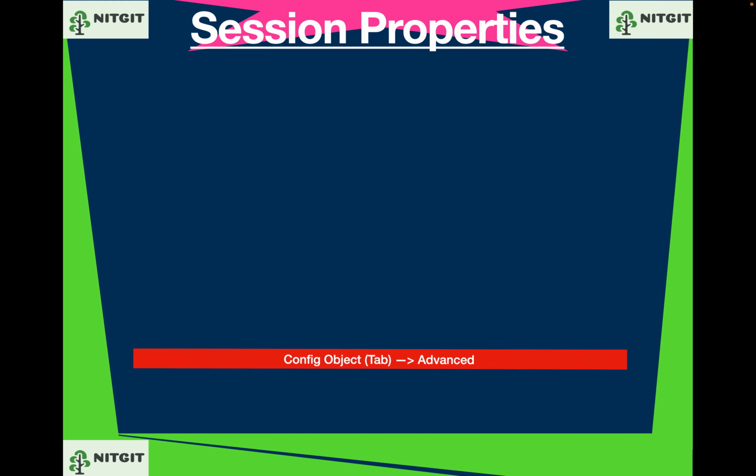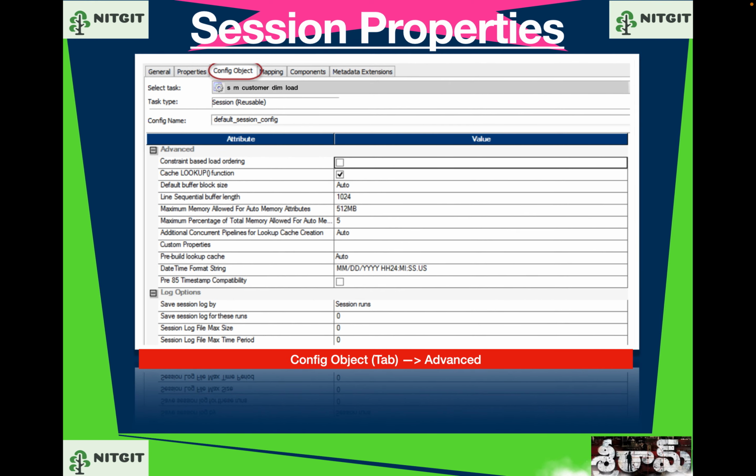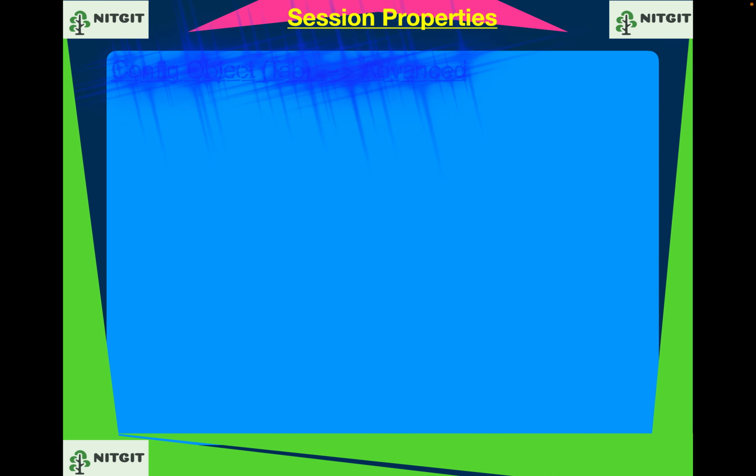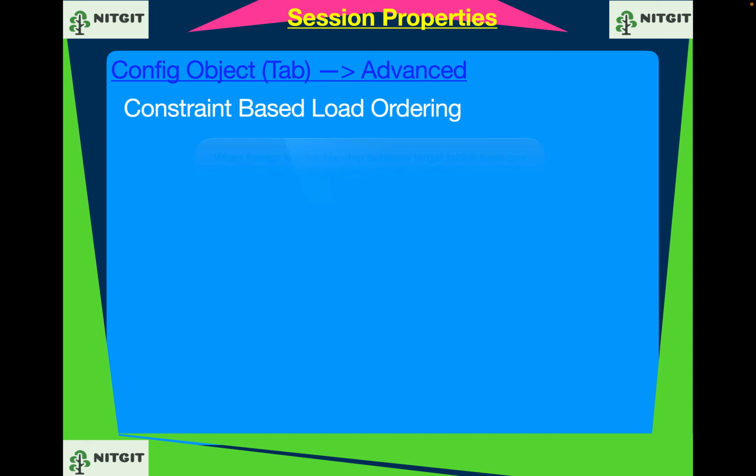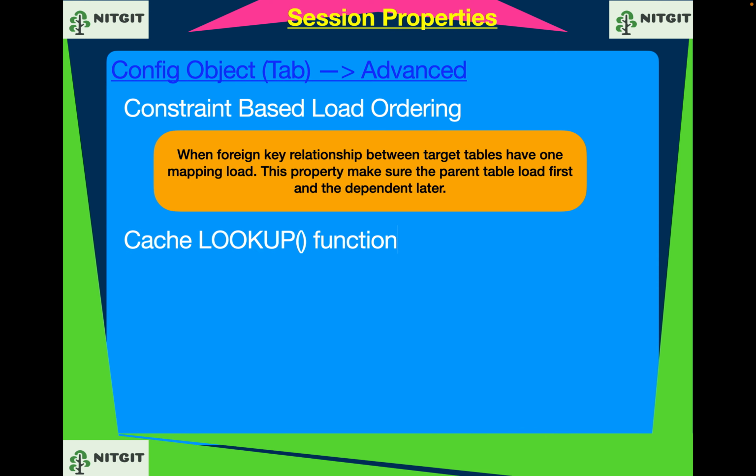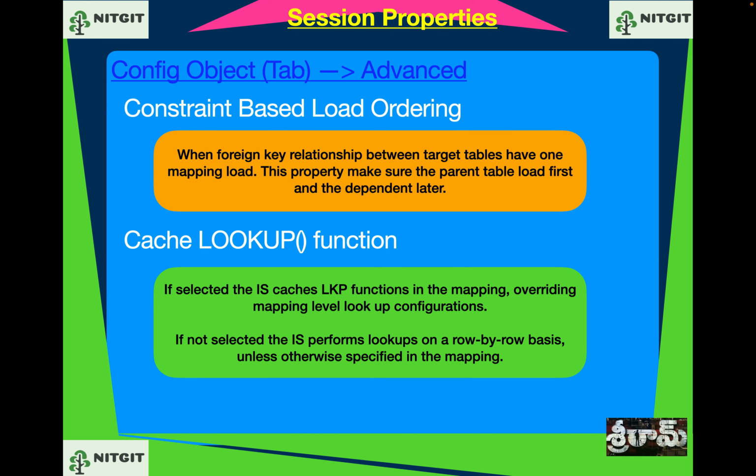Let us see the next property. There is an Advanced tab, the first tab in the configuration object properties. Let us see this one. The first one we're talking about here is constraint based load ordering, CBLO. You might have got that already. When there is a foreign key relationship between target tables in one mapping load, this property makes sure the parent table loads first and the dependent table later.